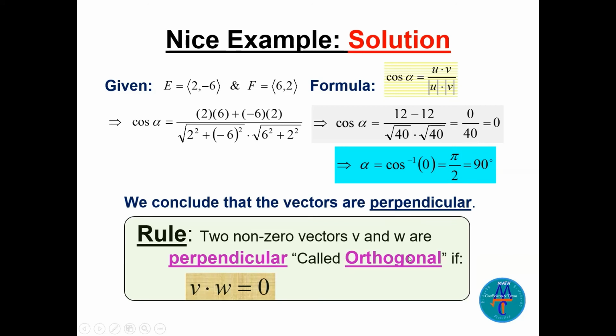So vectors are orthogonal when the dot product is equal to 0. Because here, the main idea: 12 minus 12, that's 0, divided by any non-zero number, the answer will be 0. 0 over 40, 0 over 7, 0 over 1, 0 over 100, 0 over 16, it will be 0. So that's the rule now: if the dot product is equal to 0, then the vectors are orthogonal or perpendicular.